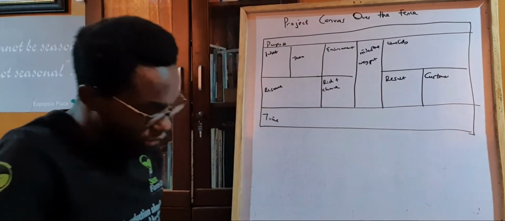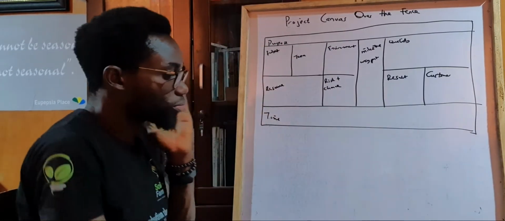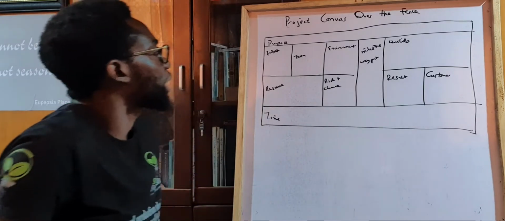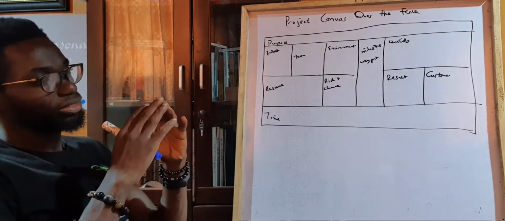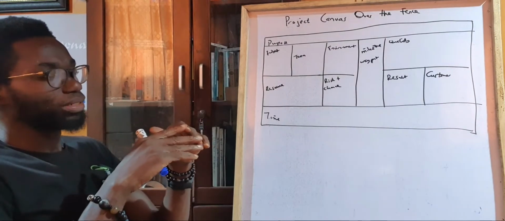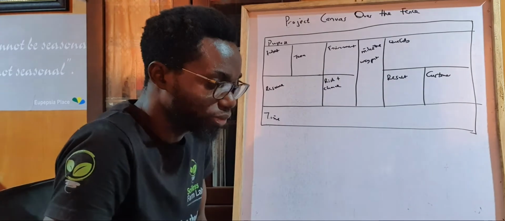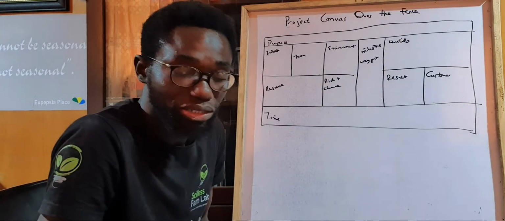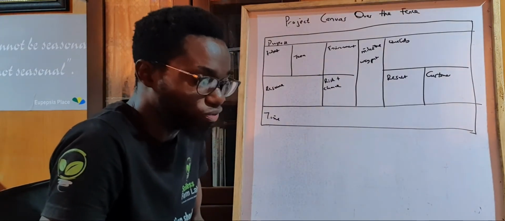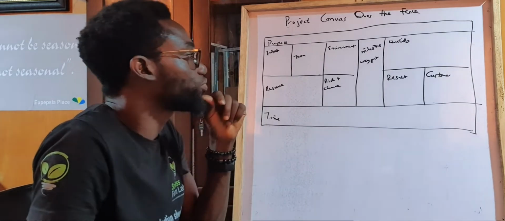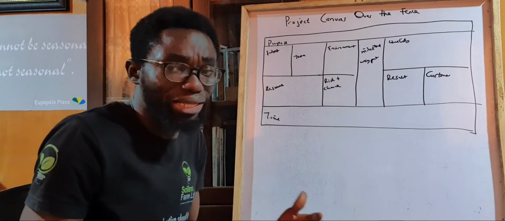In this class, we'll be looking at another canvas called the project canvas, or project canvas over the fence. The project canvas is for people who have a specific project. The other one looked at a product, but now you have a project, maybe organizing 50 farmers in a community to grow cassava for an off-taker, or setting up a borehole for a community. It's a project that involves not just you, but more than one person. It's a big goal and stuff like that. That's what I'm trying to explain.